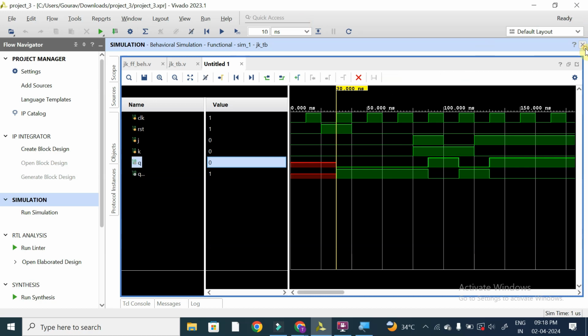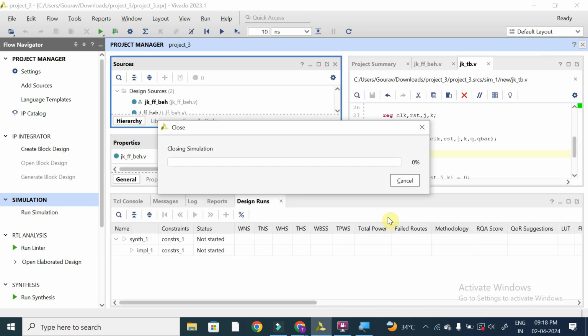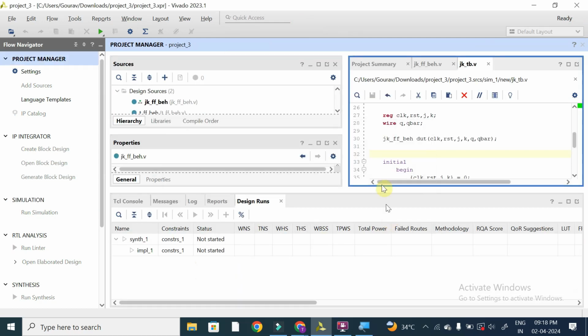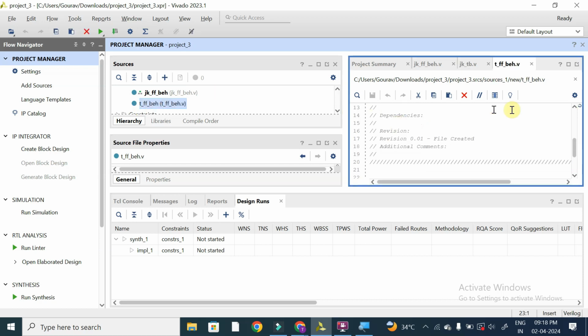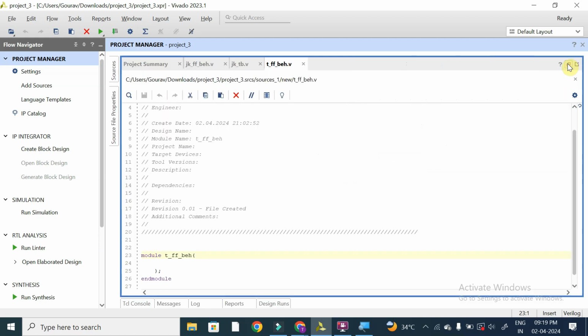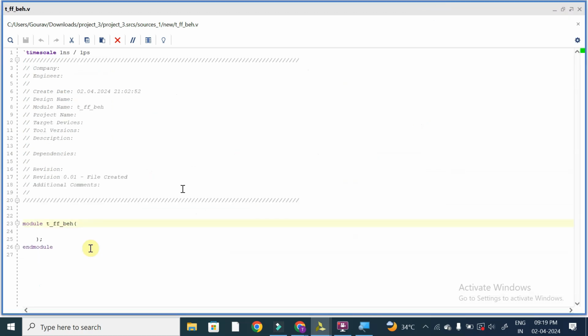So this is the code for JK flip flop. And now let's code the T flip flop. Here, let's code it as an active low T flip flop, so it will get activated at the negedge of the clock. So we will see how to write the code for a negedge flip flop.